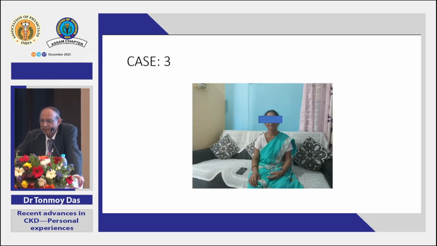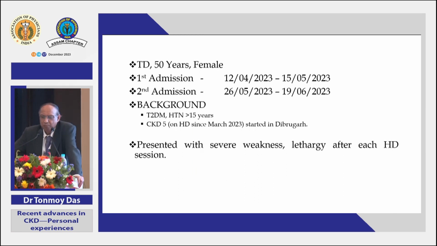Now this lady is a special lady. She has very few diseases. She has end-stage kidney failure on dialysis from Dibrugarh. She has coronary artery disease, very severe, and if you want anything else, she has chronic liver disease also. So end-stage kidney failure, coronary artery disease, and chronic liver disease.